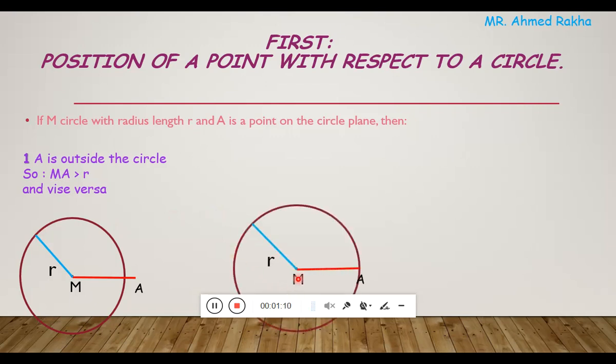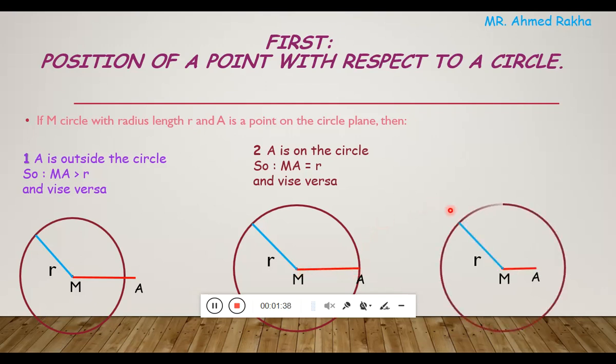Now, if we have another circle M, and this point, as we can see here, is on the circle. A is on the circle. In this situation, the length of MA equals the length of the radius. If the radius equals 5, then MA also equals 5. If R equals 7 centimeters, then the length of MA equals the same length.